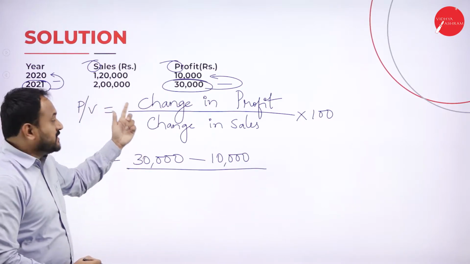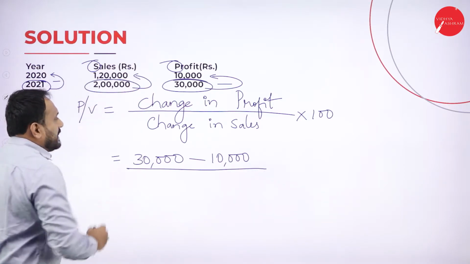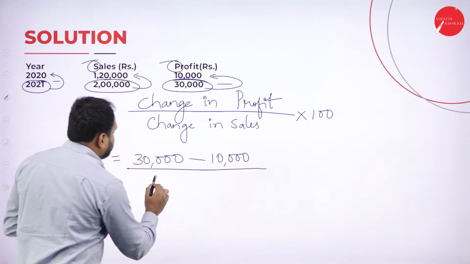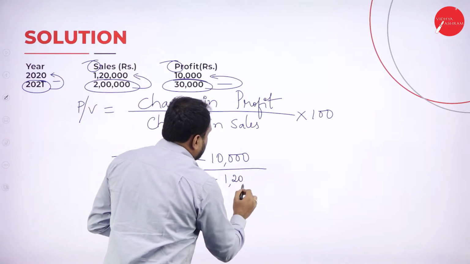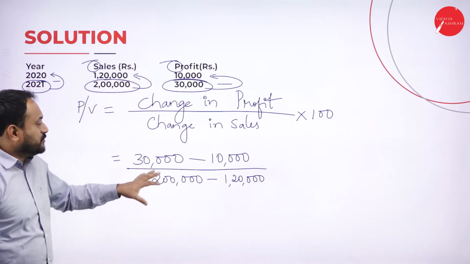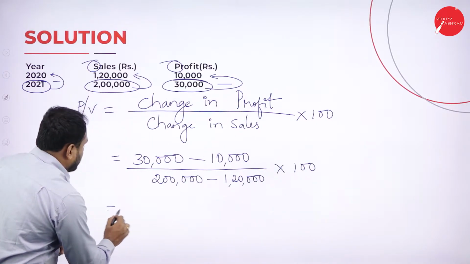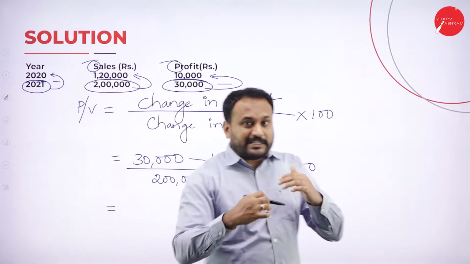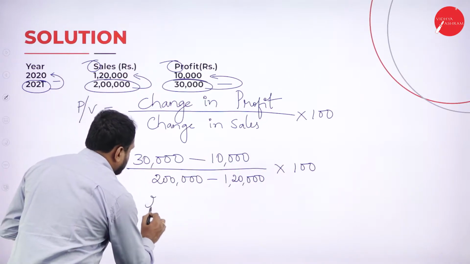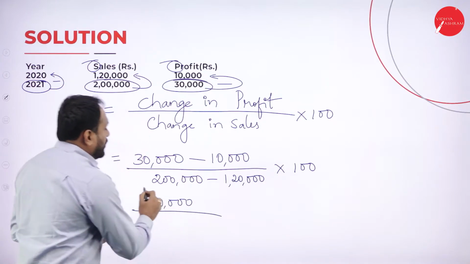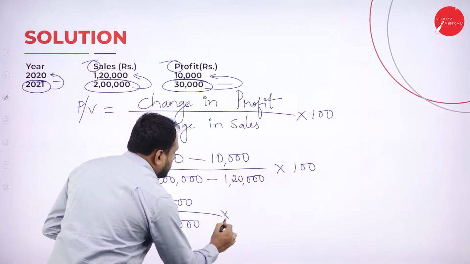Divided by change in sales, that means 2 lakh is the current year minus 1,20,000 is the previous year. So we write 2 lakh minus 1,20,000. Never forget into 100. I'm telling you, students, go with the steps, because you will definitely get step marks. So 30 minus 10 is 20,000, divided by 2 lakh minus 1,20,000, which is 80,000, into 100.